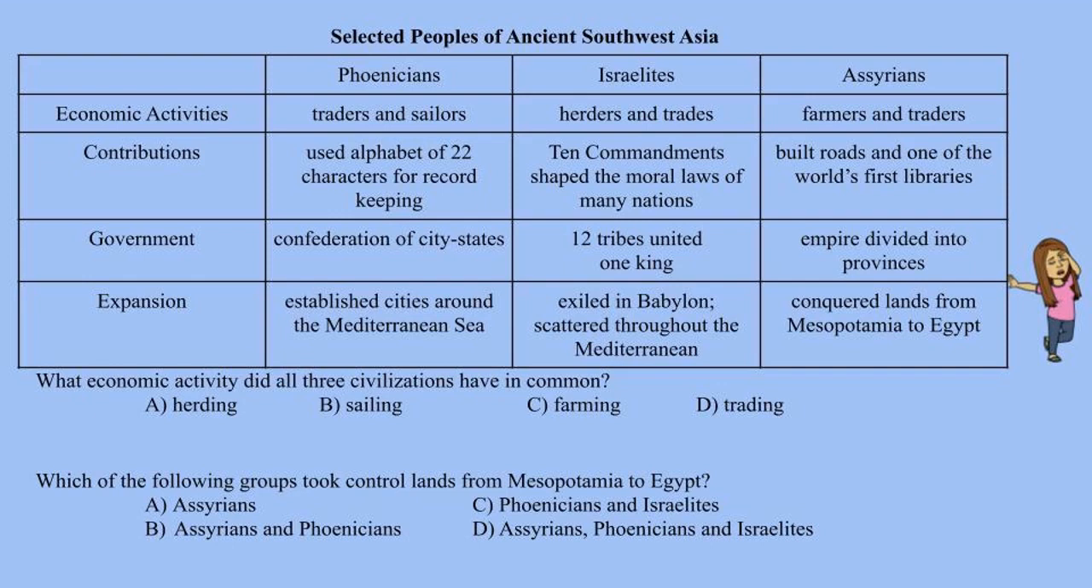Which of the following groups took control of lands from Mesopotamia to Egypt? So if I'm looking at groups that took control of lands, I want to look at expansion, because when you take control of lands, you add lands to your groups. So I want to look at conquering lands or taking control of lands from Mesopotamia to Egypt. And if I look across at expansion, Phoenicians established cities around the Mediterranean Sea, Israelites exiled in Babylon, and they scattered throughout the Mediterranean, and Assyrians conquered lands from Mesopotamia to Egypt. So the one that matches is conquered lands from Mesopotamia to Egypt, which is Assyrians. So the answer for this one would be A.